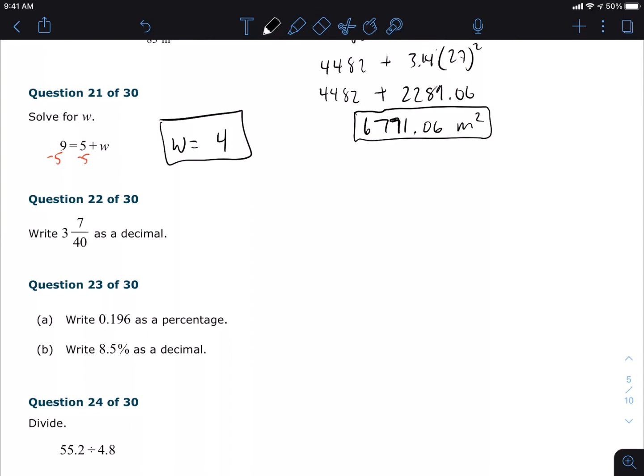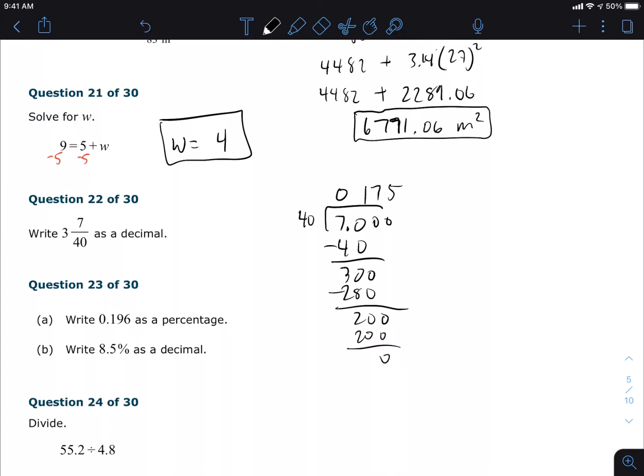They want us to write it as a decimal, so I'm not going to worry about the 3. I'm just going to worry about the 7 over 40. So I'm going to go 40 and 7, add a 0. That's going to be 0. So that's going to be 1. And 30, bring down a 0. I believe that's going to be 7. So that's 28. Bring down another 0. 5. And so my answer should be, there's the decimal, 3.175. Any questions on that one?